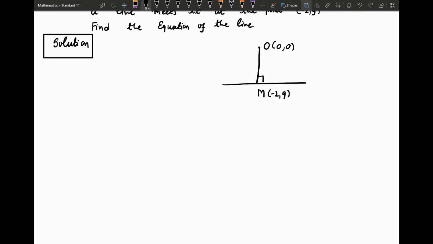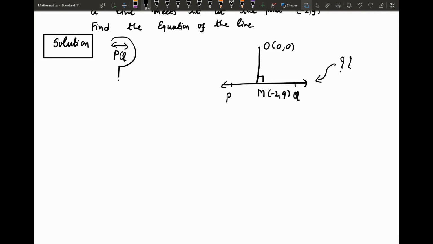Perpendicular from the origin to a line meets it at the point minus 2 comma 9. Find the equation of the line. If we denote this line PQ, this is the line on which we have taken the foot of perpendicular from the origin. Now we have to find the equation of this line. So the question is, we have to find the equation of line PQ.